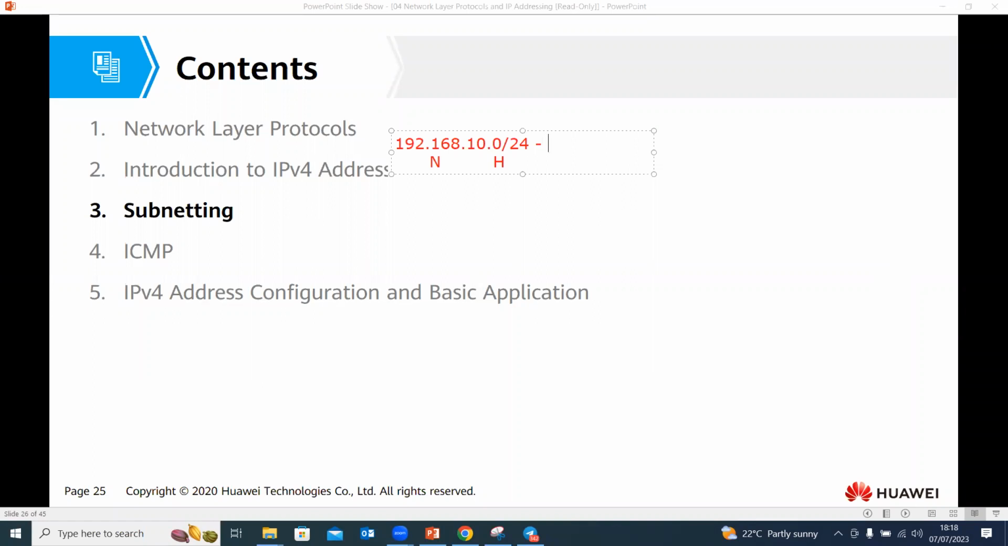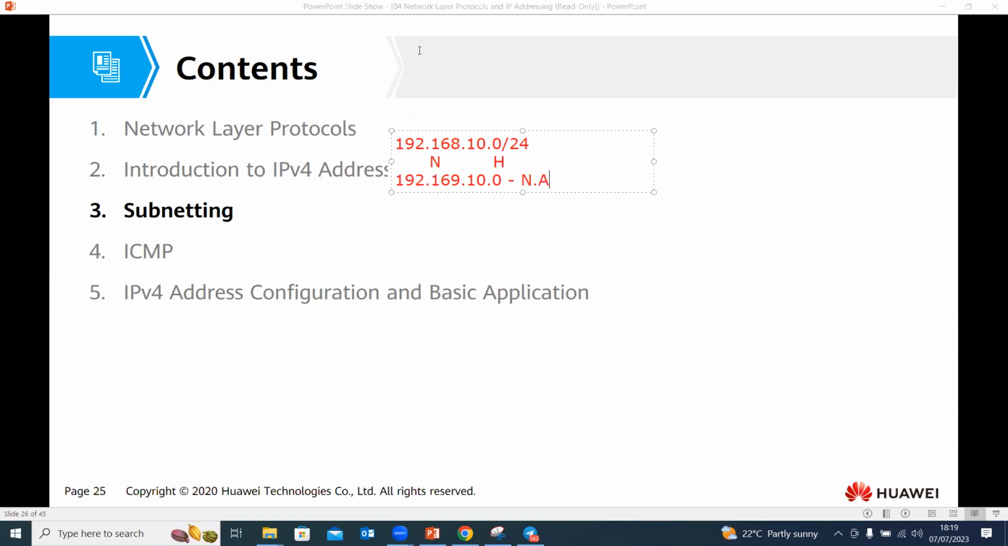let's say the company has only one department, we would go ahead and calculate the number of available IP addresses that we can give the hosts. How shall we calculate? I told you the first address here, 192.168.10.0, is our network address.